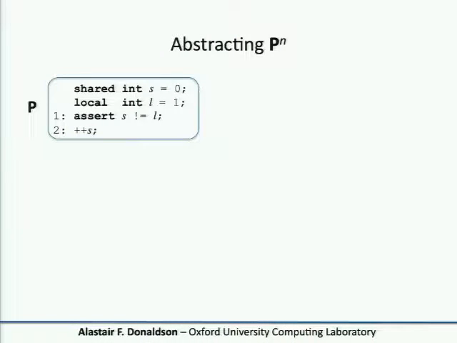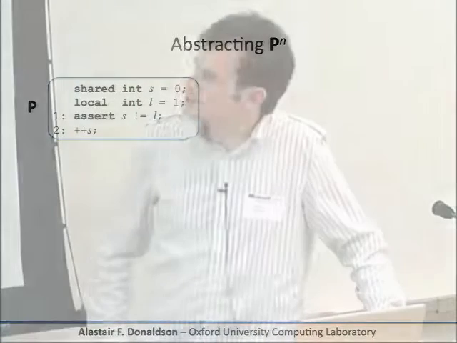Suppose we had this very simple program here, and I'm going to write my programs in this simple form where I define shared and local variables and then have some statements, rather than giving you whole fragments of C, for reasons of space on the slides. So this is an obviously incorrect program for more than one thread: a shared variable S, a local variable L, we assert that they're different and then increment S. So clearly for more than one thread, this program is incorrect.